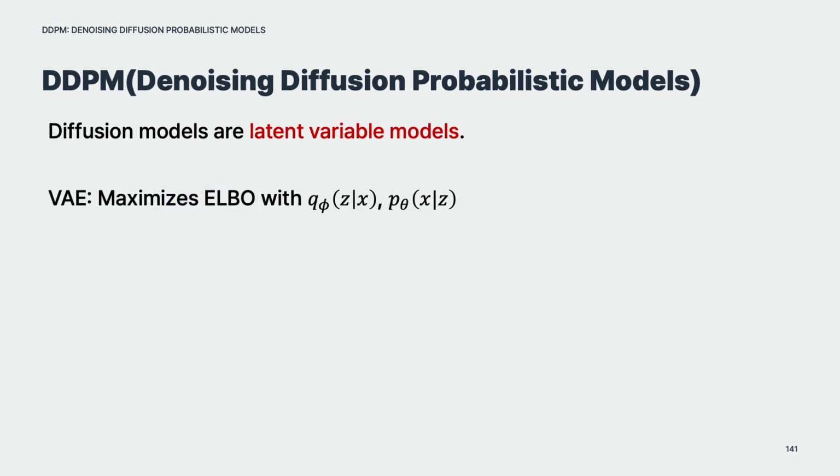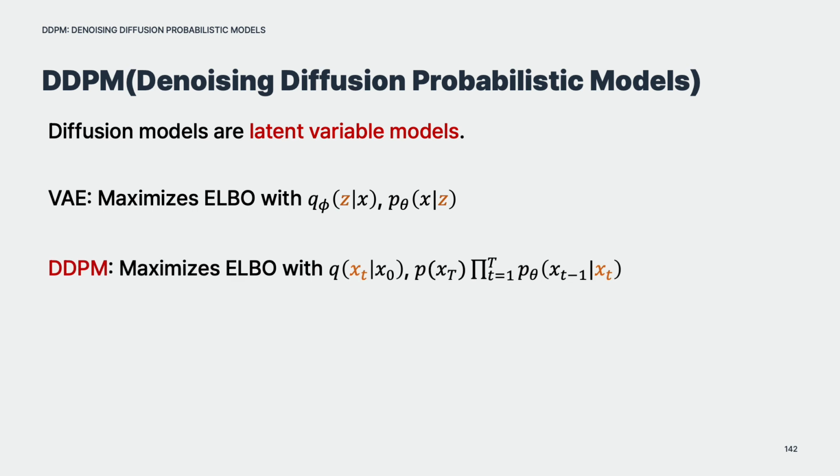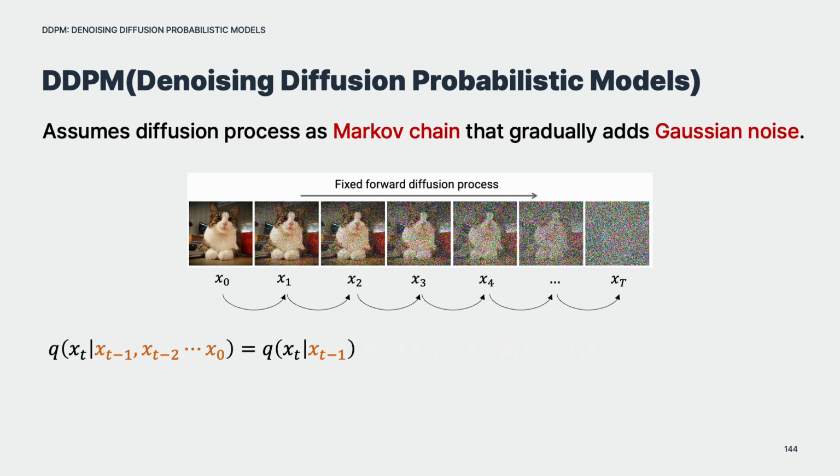So just as the VAE optimized the ELBO, DDPM also optimizes an ELBO, but here it treats the noisy image at time step t as the latent variables. The training objective is structured similarly. DDPM defines a probabilistic generative process and maximizes a corresponding ELBO over the diffusion trajectories. The most important aspect of DDPM is that it models the diffusion process as a Markov chain, where Gaussian noise is gradually added over time.